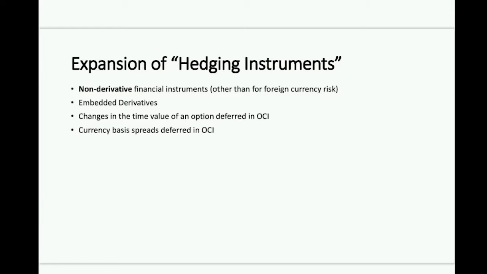And the same thing would apply in terms of currency basis spreads. It would also be deferred in other comprehensive income and then recycled to P&L as and when the underlying transaction affects profitability. So some of these, especially those last two changes, are quite important changes which improve the effectiveness of hedges over time in terms of how they are reported compared to how it was done under IAS 39.